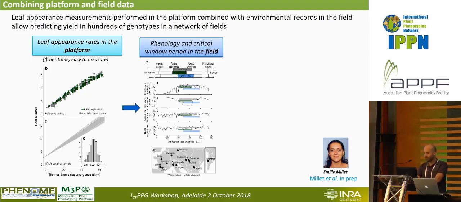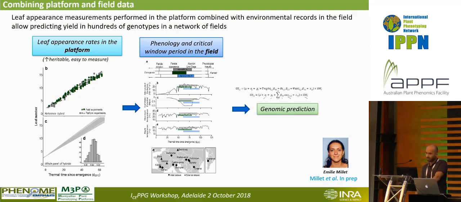in a network of fields, phenology and different critical window periods where plants may experience different scenarios of drought, high temperature, or other stresses. And she used this sensitivity to the environment with the genetic information to build a model, and she performed a genetic prediction.